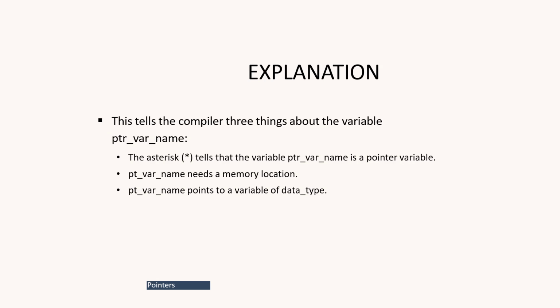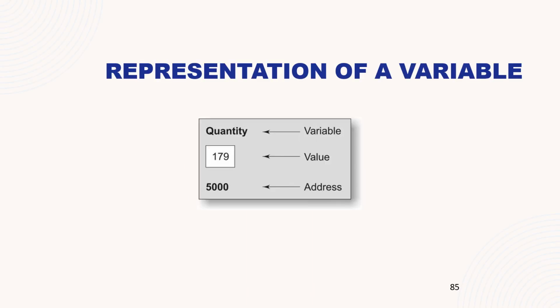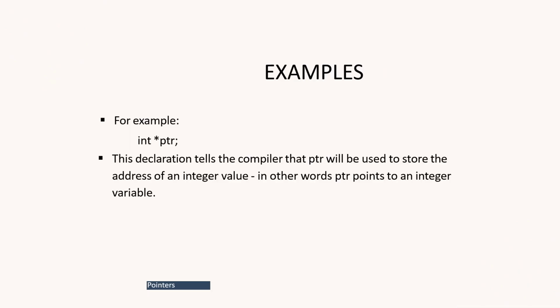So what does this tell? The asterisk tells that the pointer variable name is a pointer variable. This pointer variable needs some memory location. So the pointer variable points to a variable of the given data type, and the value is inside that variable, which has the address 5000.